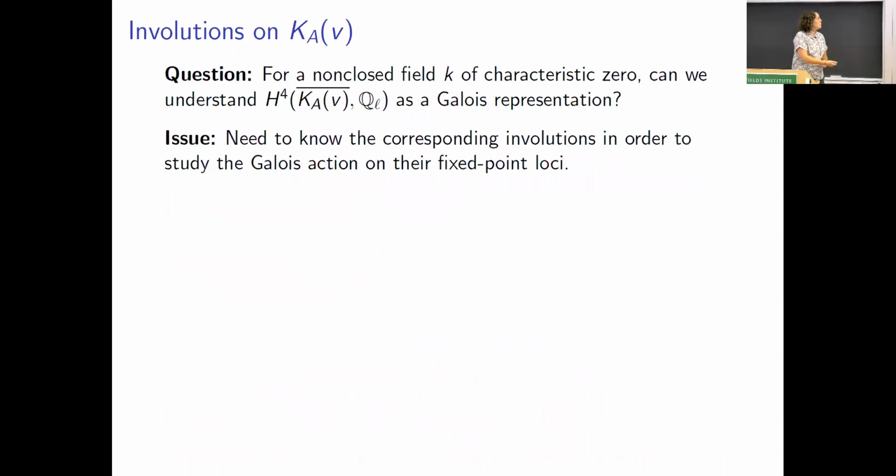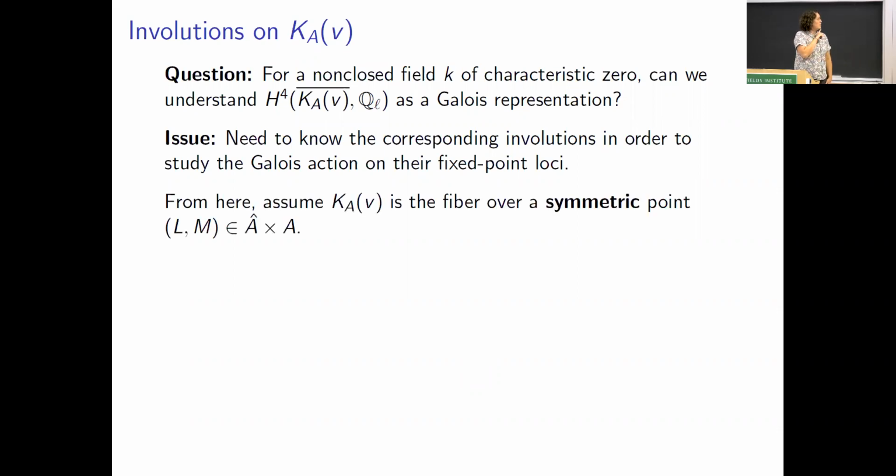So the issue really is that if we want to understand the Galois action when we deform, we need to have a description of the involutions as they deform. And if we can write down those involutions explicitly, then we can write down their fixed point loci, and we can look at how the Galois group is acting. So that's the first thing in terms of trying to understand this cohomology. We need to understand these involutions.